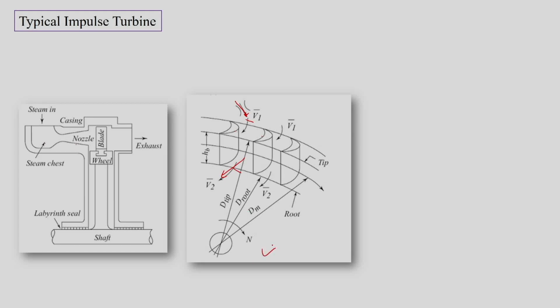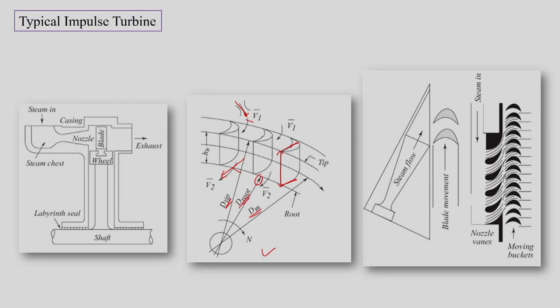This is a picture of a rotor ring where we have this as the root and this as the tip, and this is the height of the blade. So we have the root diameter over here, we have the tip diameter over here, and then we would have an intermediate diameter. But our analysis will mainly be focusing on the mean height or mean diameter of the rotor.